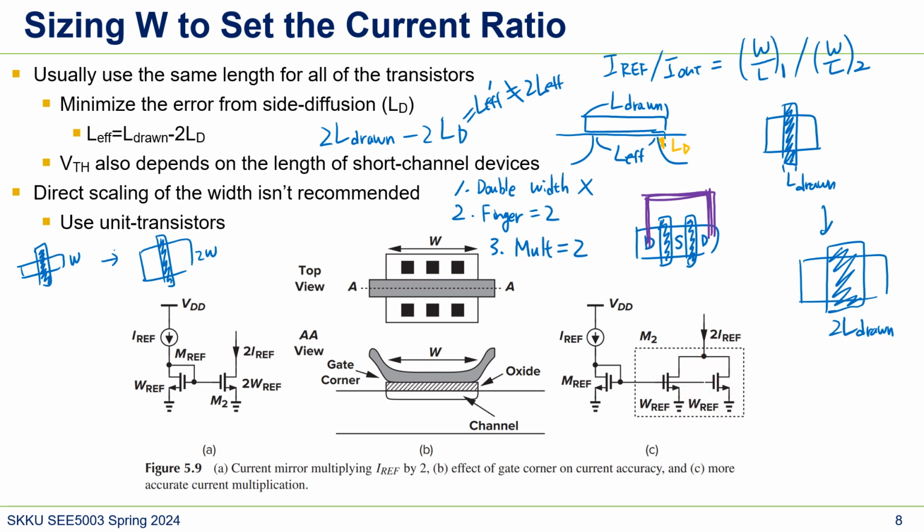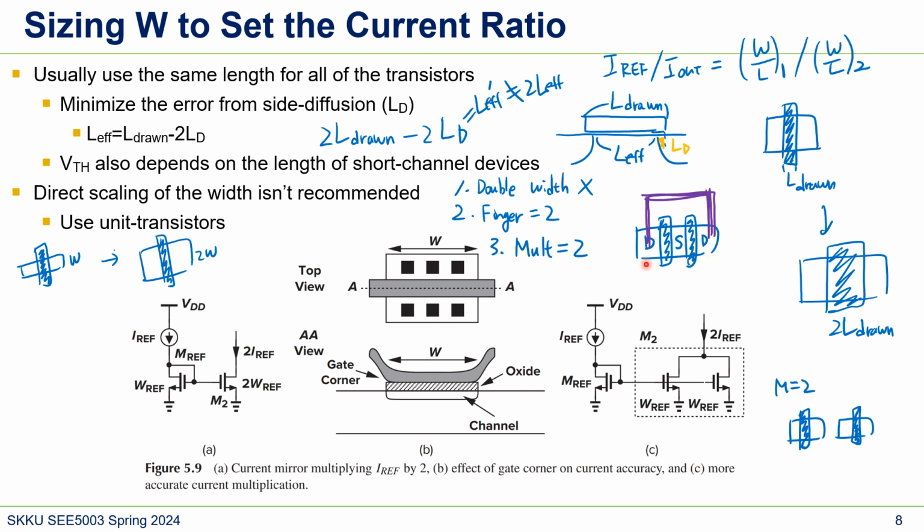So it will be like 1 and 2. So this would be M2. And this gives us a better result, better matching, better ratio. But the con for this is that it will consume more area.